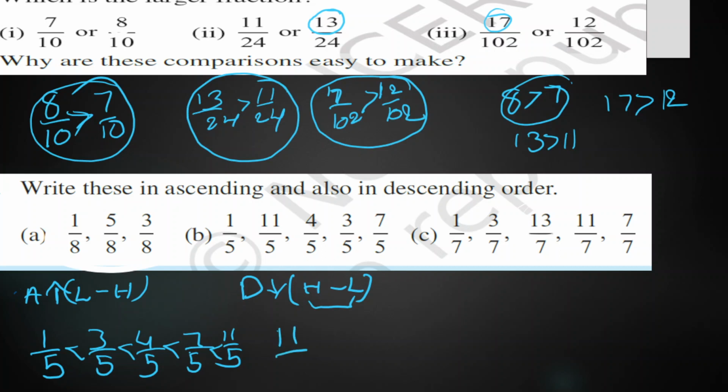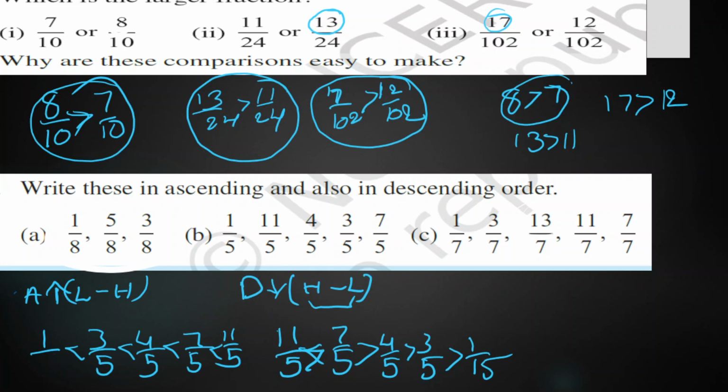And similarly, the descending order will start from the highest value. Here the highest numerator is 11. All these are like fractions, so the highest numerator value is the highest. So 11 by 5 is greater than 7 by 5, and 7 by 5 is greater than 4 by 5 and this 4 by 5 is greater than 3 by 5 and this 3 by 5 is greater than 1 by 5.